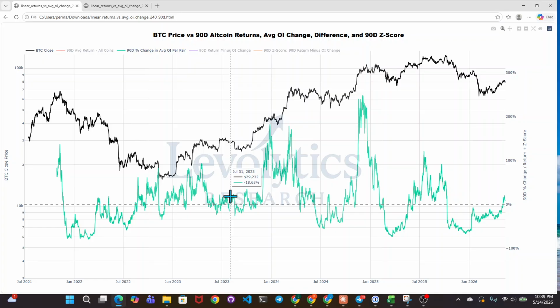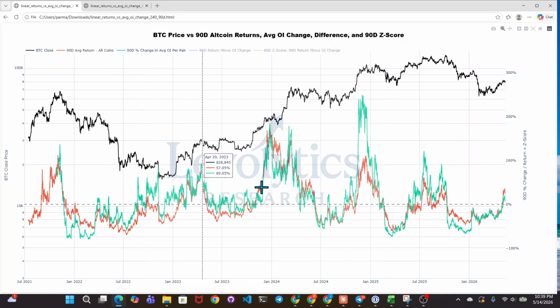So to some extent, the entire goal of what I'm going to end up doing here is I'm going to compare these two lines, right? Not these two lines, these two metrics, right? The 90-day percentage change in price for altcoins versus the 90-day percentage change in altcoin open interest, right? And you can see that they kind of move together in tandem, right? You can see that the shapes of these lines are similar. However, there are gaps between them, right?